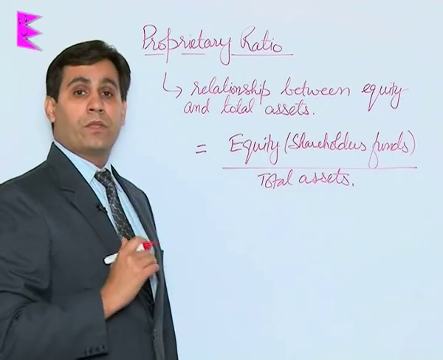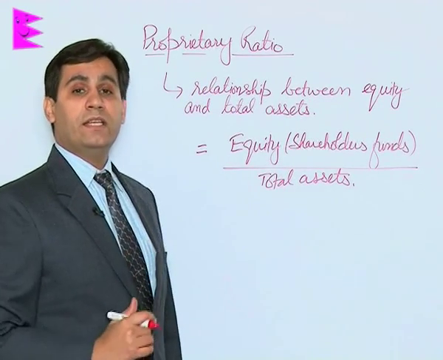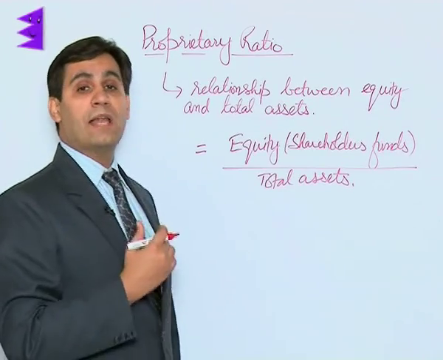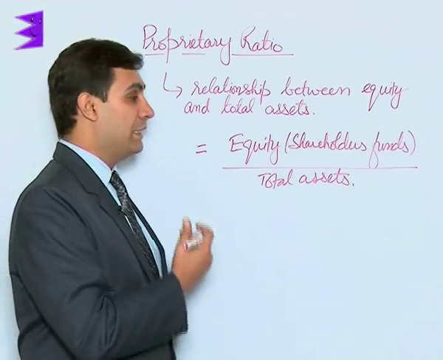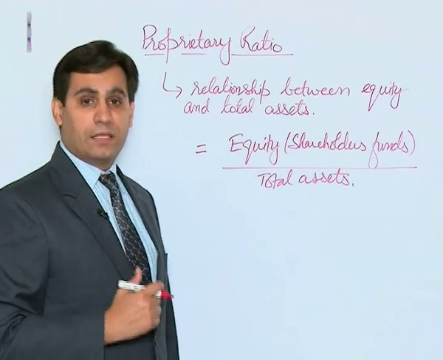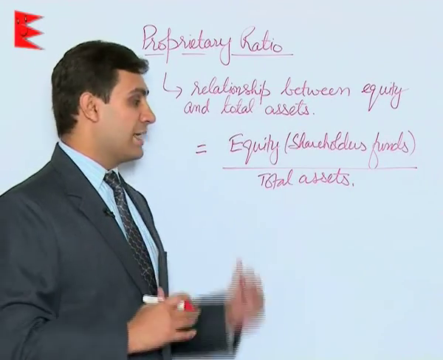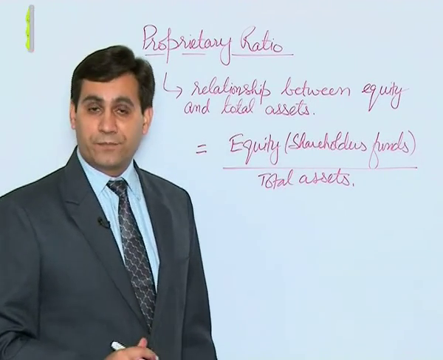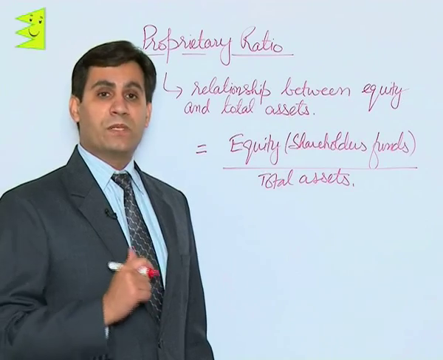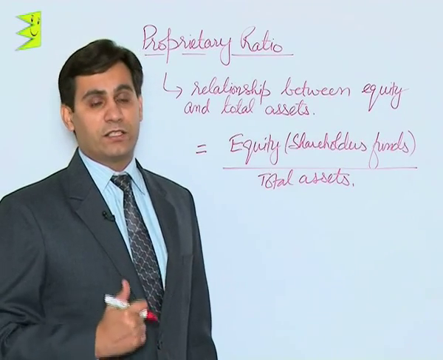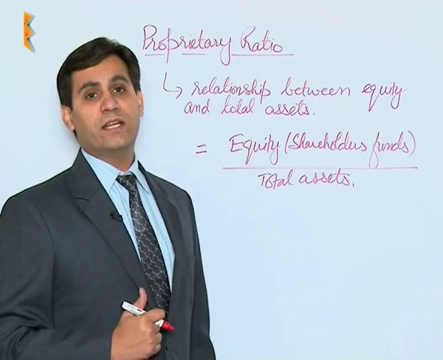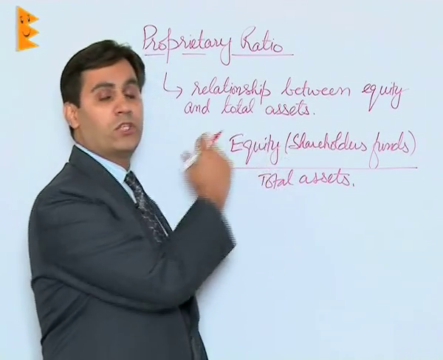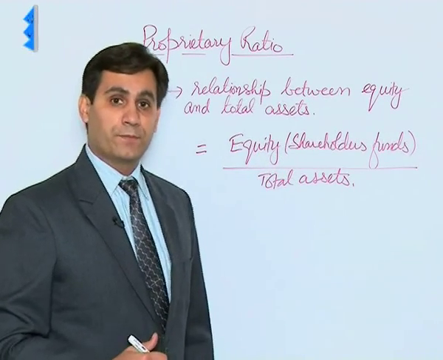This ratio gives us a clear indication of how much times our total assets have been funded by the shareholders' funds. That is, we have total assets in the business. That includes fixed assets and current assets. Obviously, to purchase these assets, we require funds. So this ratio gives us an indication of how much of these have been funded out of shareholders' funds.